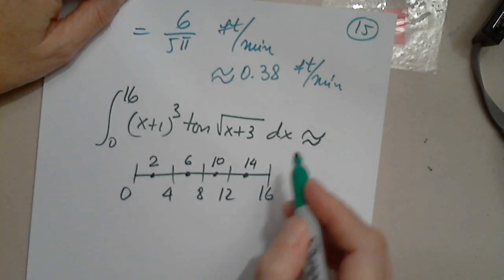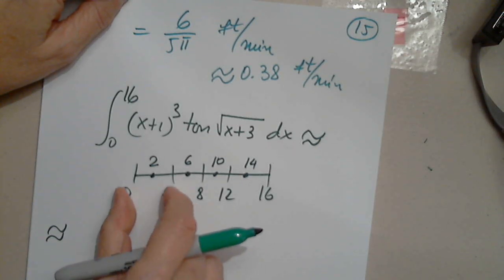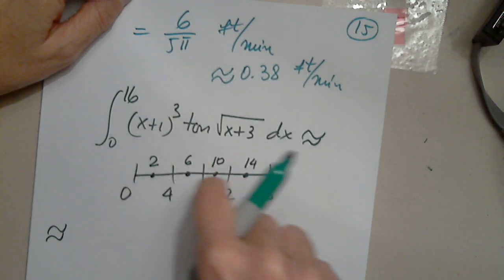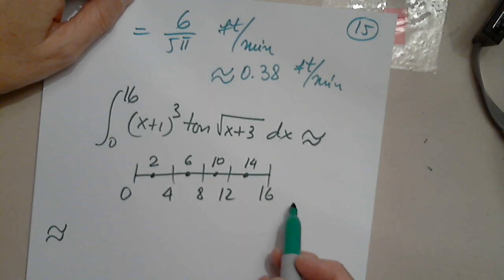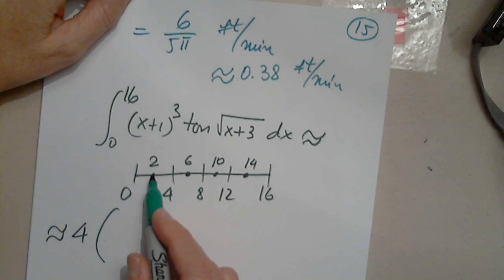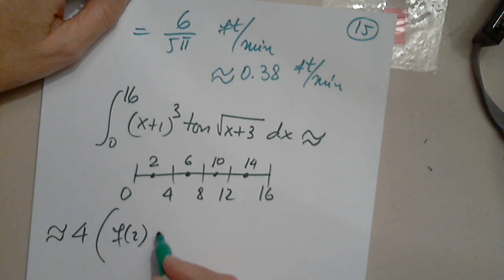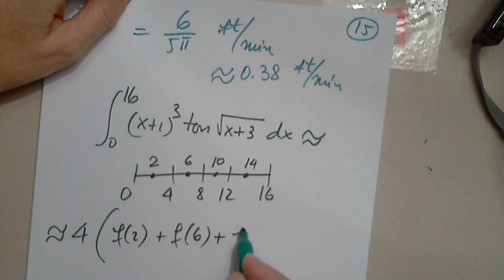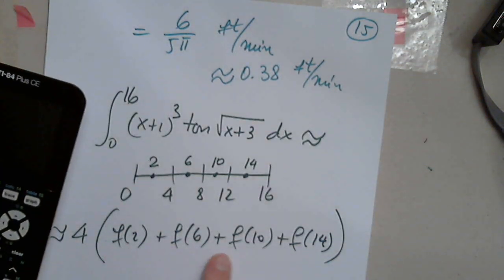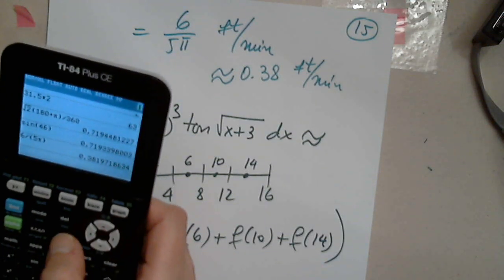So this will be approximately equal to base times height plus base times height, and so on and so forth. But the base is always the same. It's 4. I'm going to take it out. So this is going to be f of 2 plus f of 6 plus f of 10 plus f of 14. This is it, but I have to put these numbers, 2, 6, 10, and 14, in the graphing calculator, in the list.